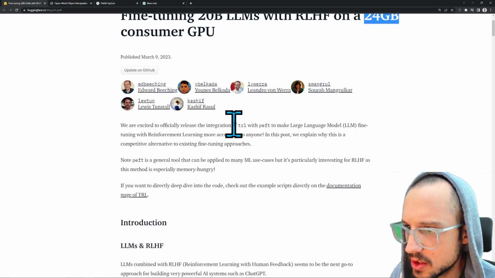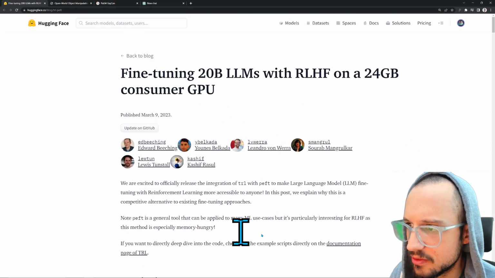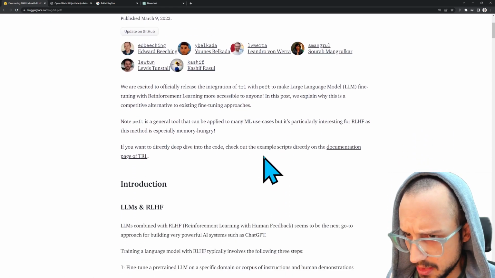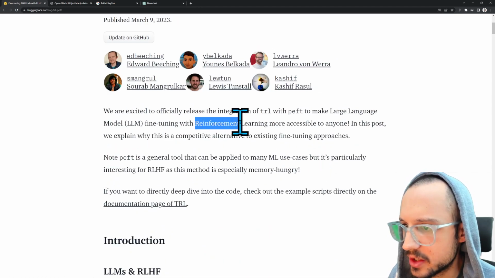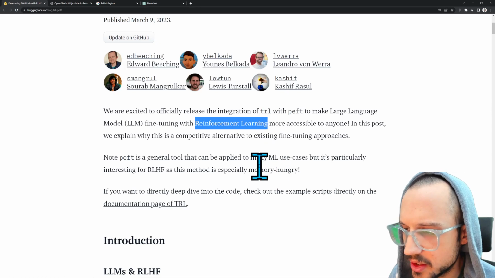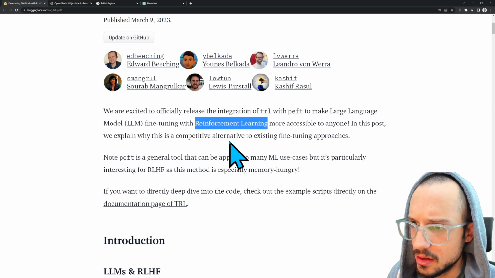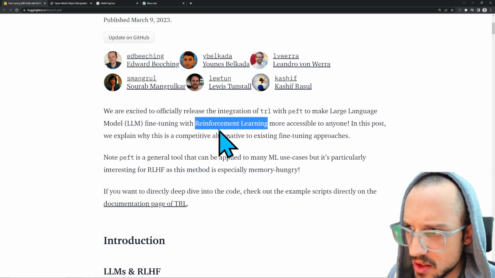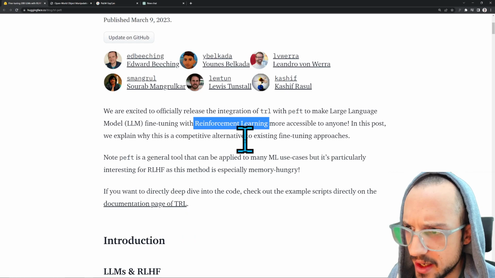We are excited to officially release the integration of TRL with PEFT. So these are probably Python packages specifically for fine-tuning in RLHF, to make large language model LLM fine-tuning with reinforcement learning more accessible. So reinforcement learning is a type of machine learning. It predates deep learning. So people were doing reinforcement learning way before we had neural networks or anything that looked like that.